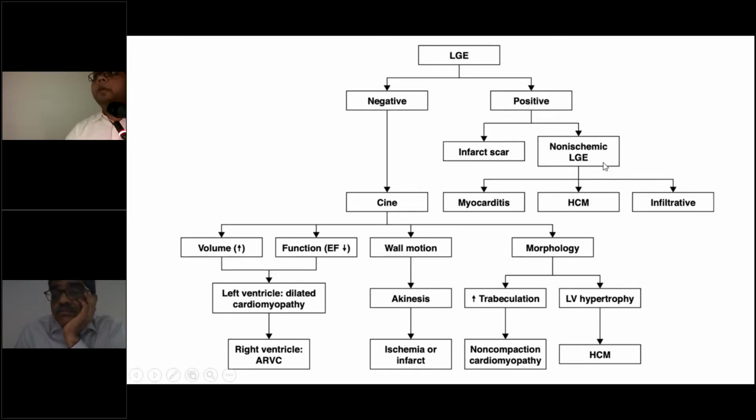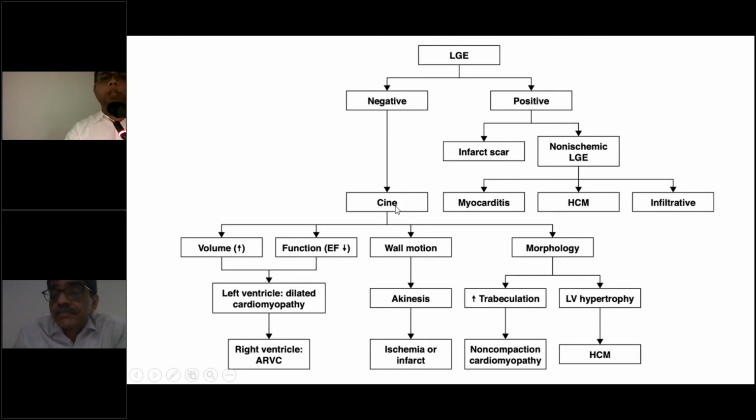If the enhancement pattern is not confined to the vascular territory and you see a different pattern of enhancement, then we are dealing with a non-ischemic cardiomyopathy, which may be due to myocarditis, in which you see a subepicardial enhancement and the mid-myocardial enhancement. It may be a case of hypertrophic cardiomyopathy, in which you see an enhancement in the interventricular septum mid-wall at the RV hinge point, or it may be a case of infiltrative cardiomyopathy such as sarcoidosis and amyloidosis that we have already discussed.